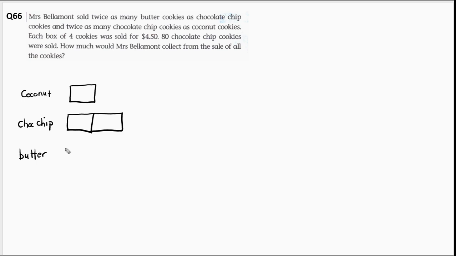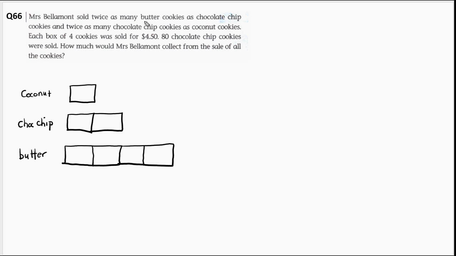I've got twice as many butter cookies as chocolate chips. So if this is the chocolate chip, that's 1 of the butter, and this is twice as much as a chocolate chip. But of course, I have to divide this up so that I have equal parts. Now, if you tackled this question already and yours were in a different order, that's fine. Let me show you what would have happened if I started here.